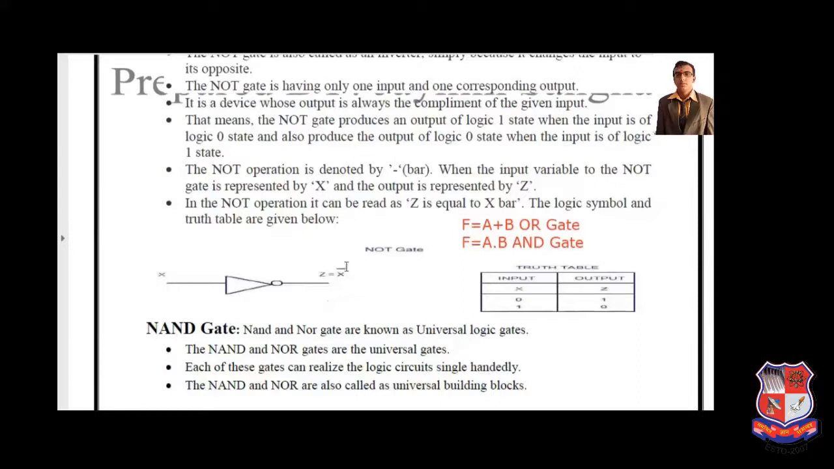So what is the example of NOT gate? Common emitter configuration. It is known simply as NOT gate. Now NAND gate. Up till now, whatever gates we have discussed here are known as basic logic gates. Now we will discuss the universal logic gates.